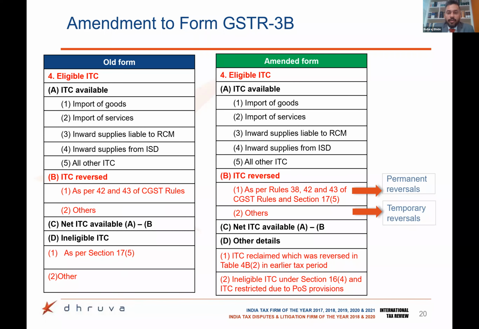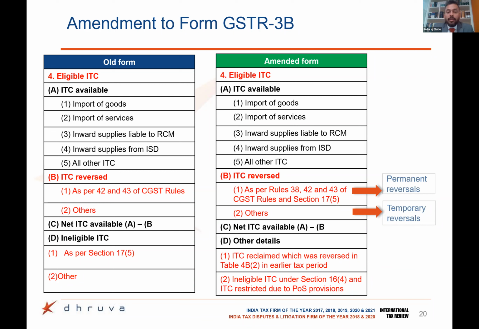As I was mentioning earlier, the usual practice followed by a number of companies is that, let's say you are not eligible to get credit of certain services, you will not incorporate it in 4A itself. And that's why it was also not being incorporated in 4B. The net credit was appropriately being availed.